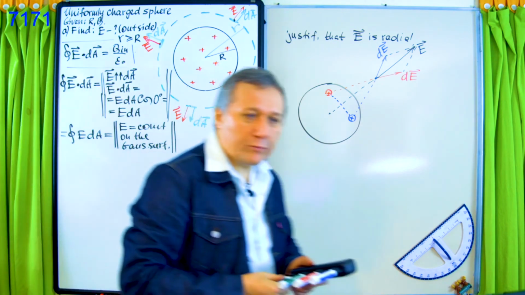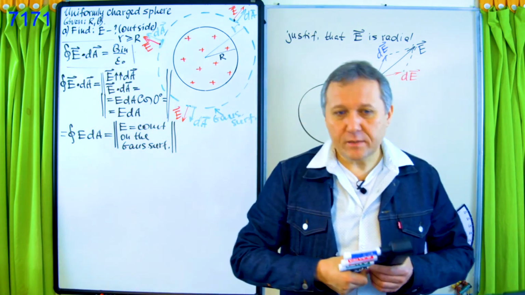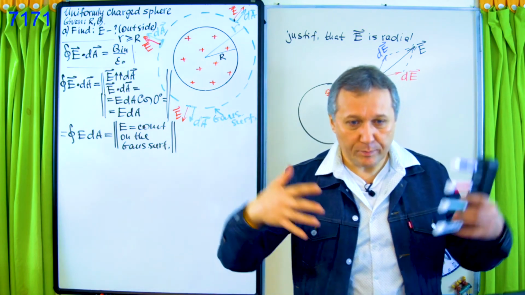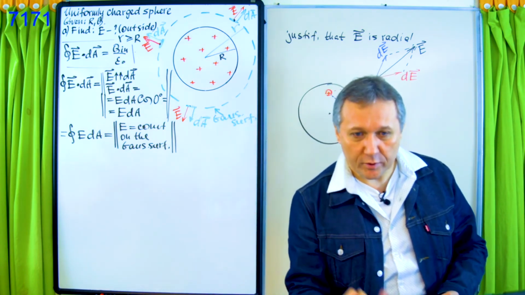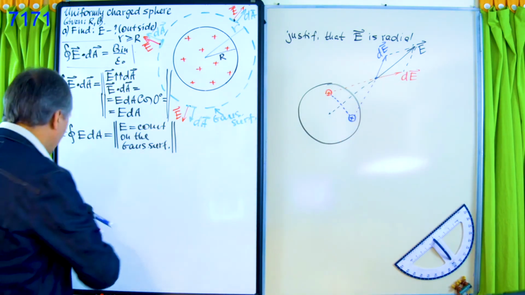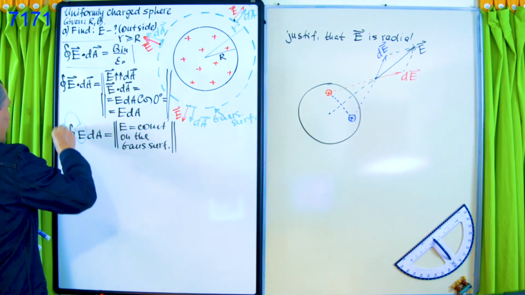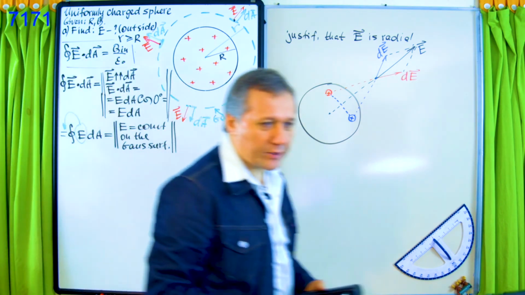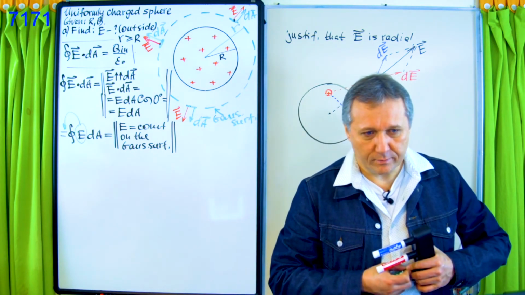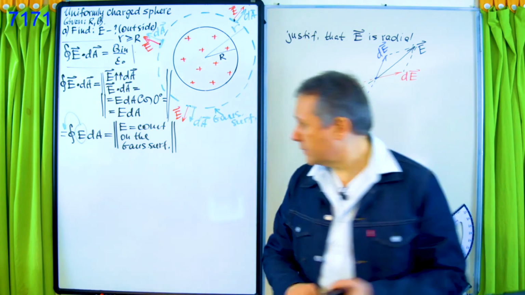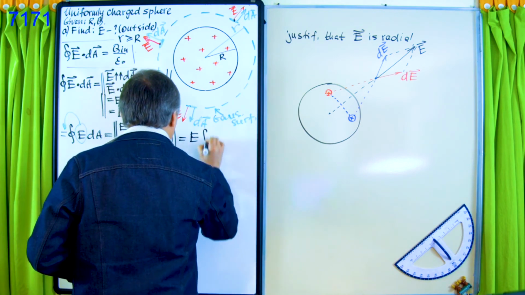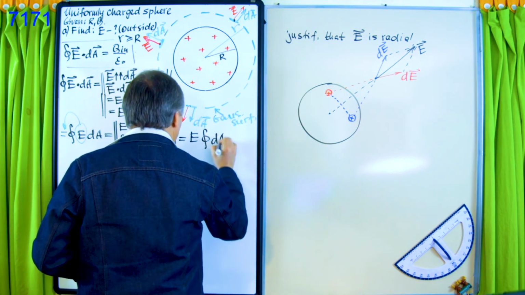Sometimes students write uniform. No, it's not uniform. It's just constant at these particular points on the Gaussian surface, because we pick the best surface possible, so we can use symmetry. Electric field is constant on the Gaussian surface, so it means that we can extract this electric field from the sign of integration because it's constant. Any constant can be extracted from an integral. So I can write electric field times integration over the closed surface dA.